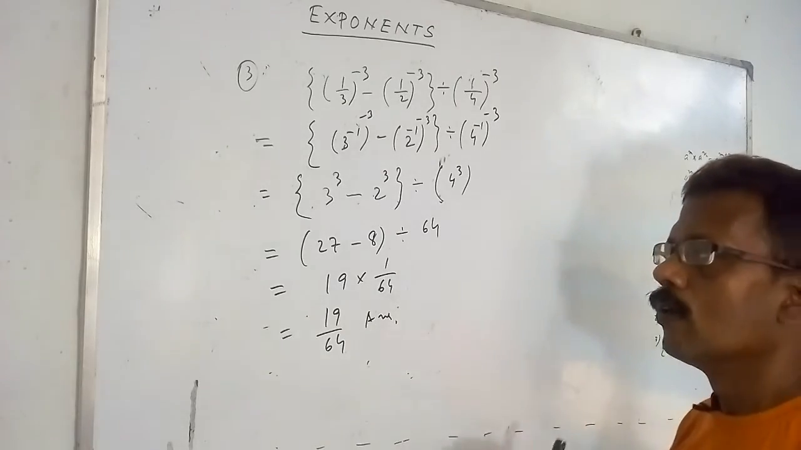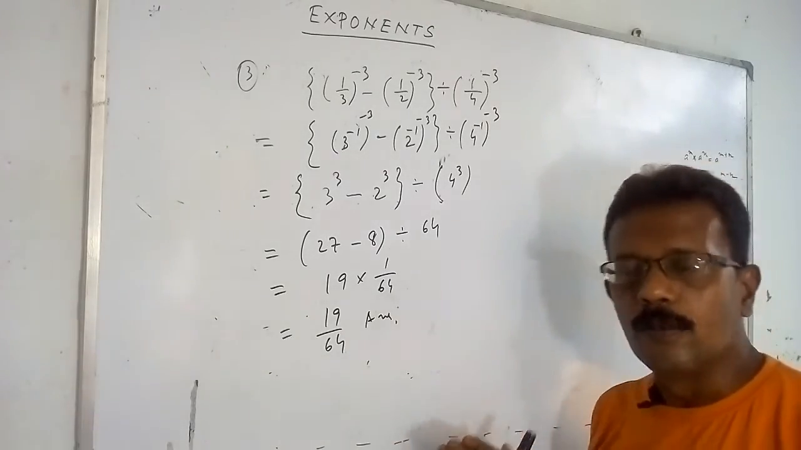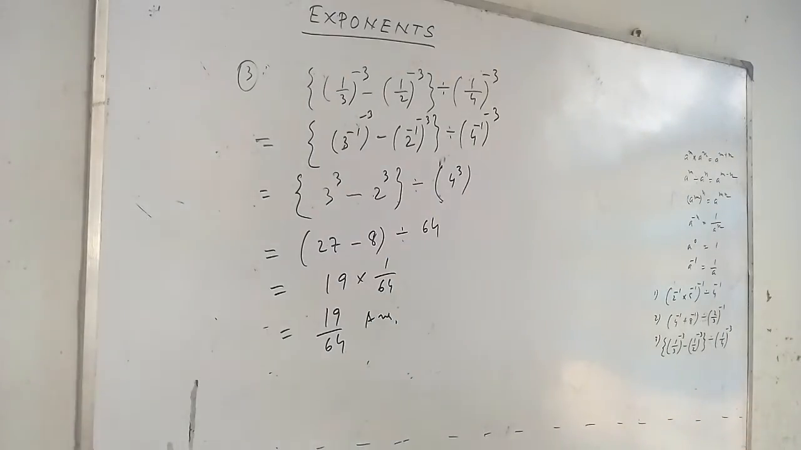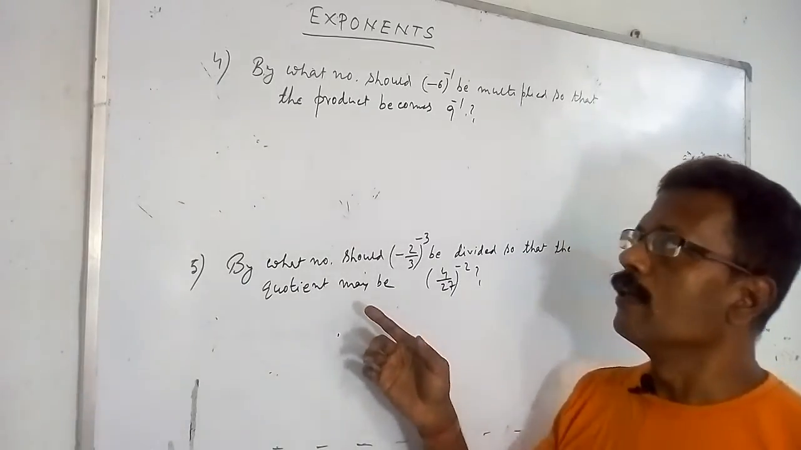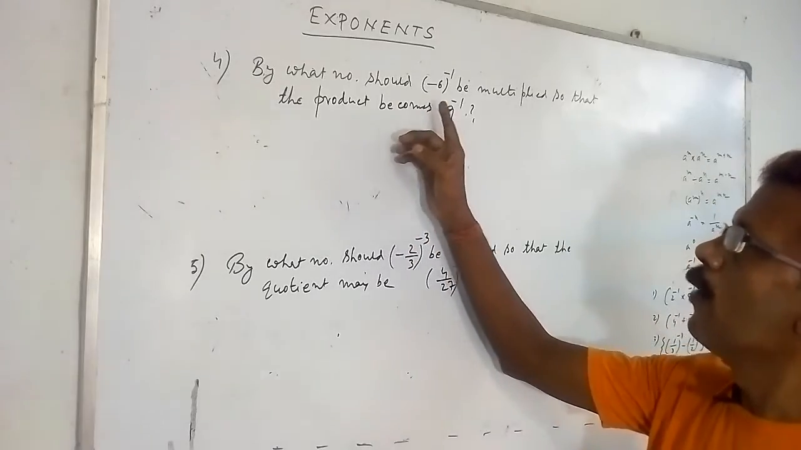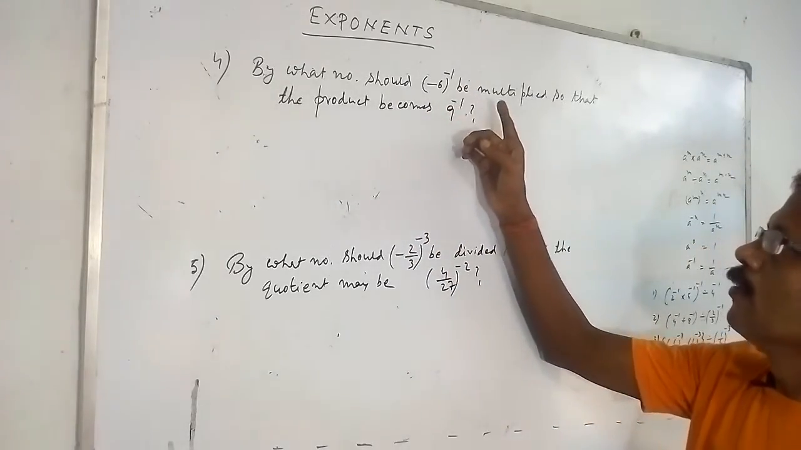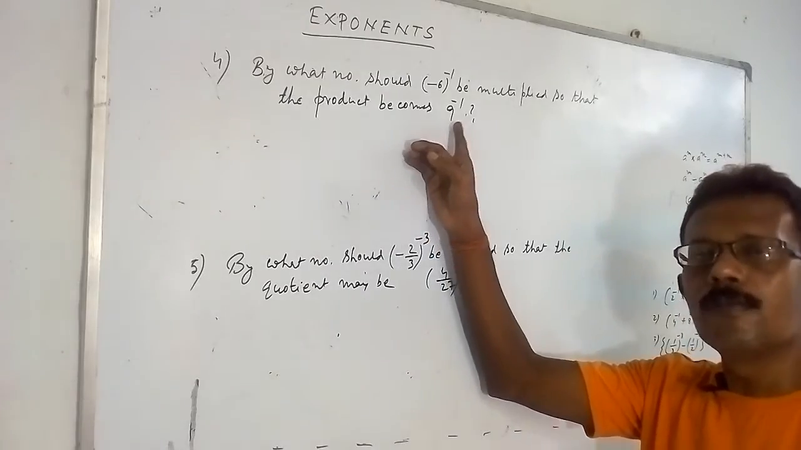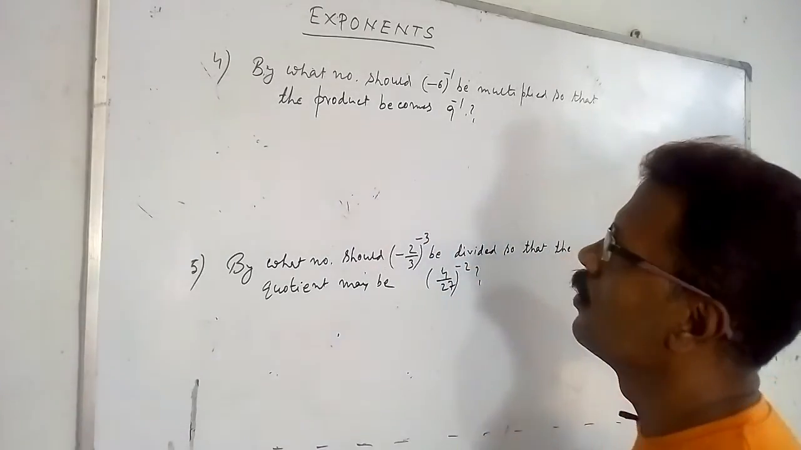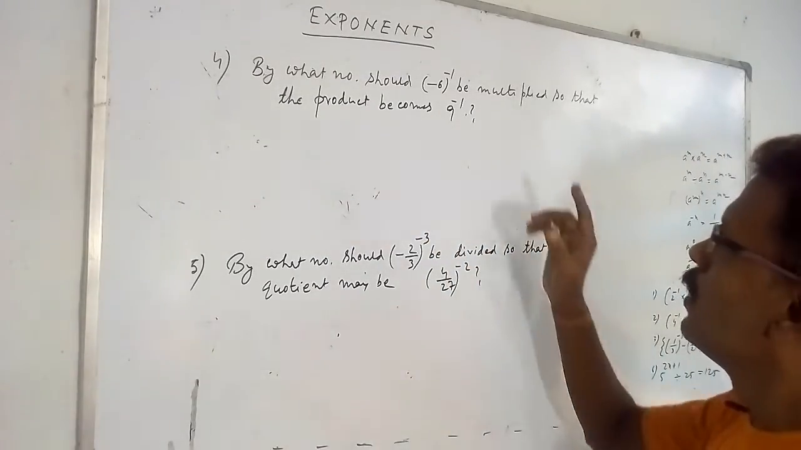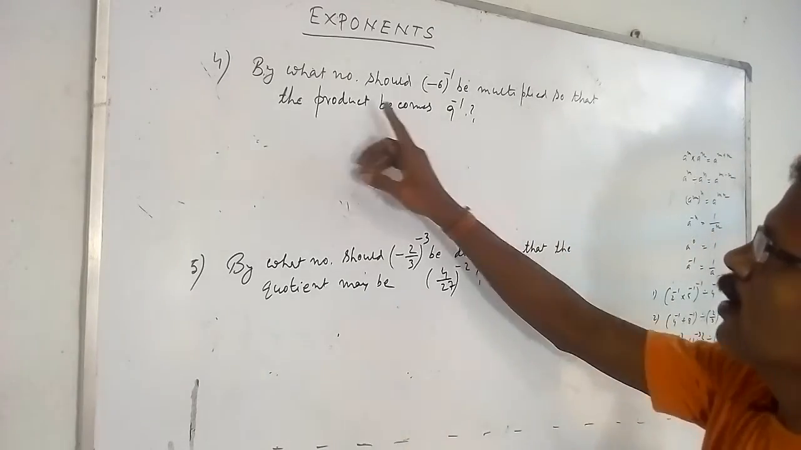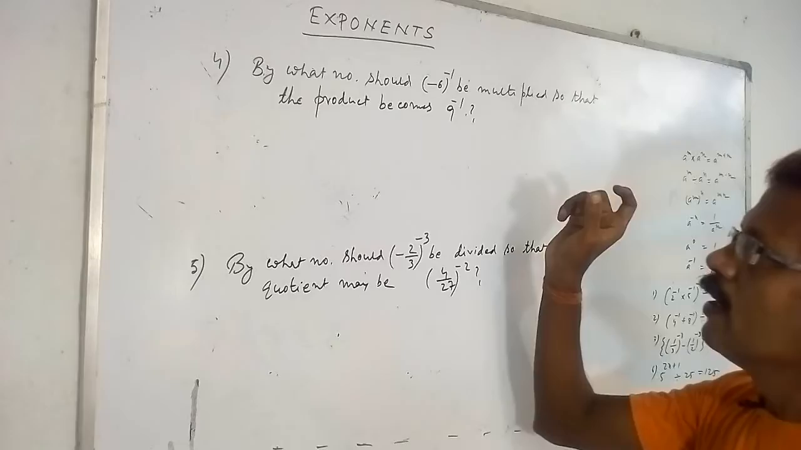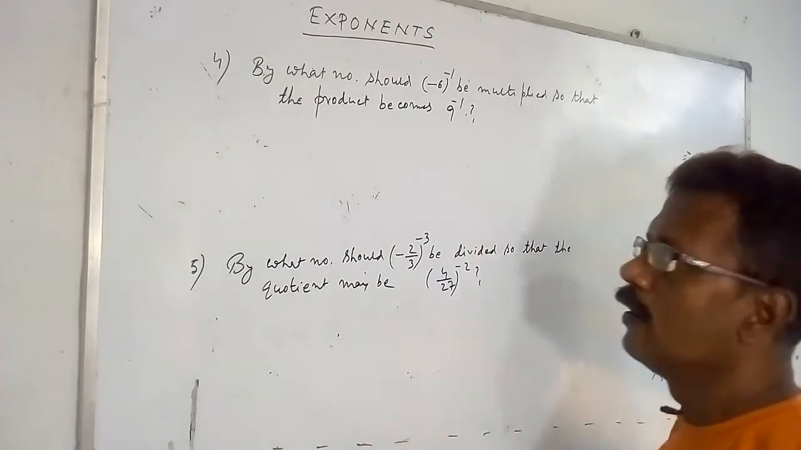Next we are going to do some more sums. Our next sum is: by what number should minus 6 to the power minus 1 be multiplied so that the product becomes 9 to the power minus 1? So what should be done here? By what number should this be multiplied? Let the multiplier be x.